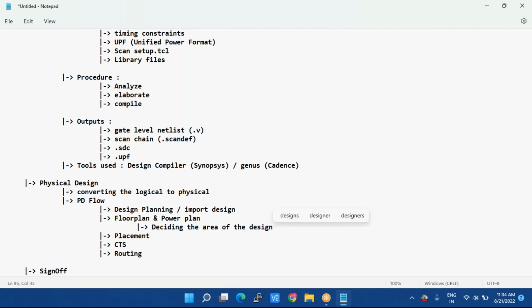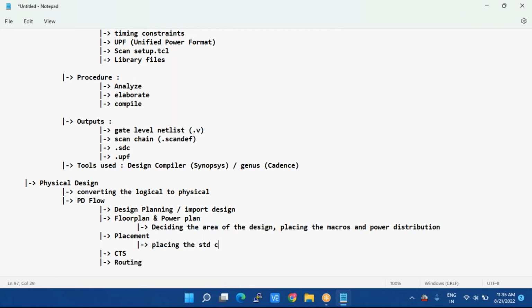Now coming to the next part. Deciding the area of the design and how the power needs to be distributed is kept into this particular power plan. Deciding the area of the design, placing the macros, and power distribution is done in the floor plan and power plan stages. In the placement stage, we place the standard cells into the core area.